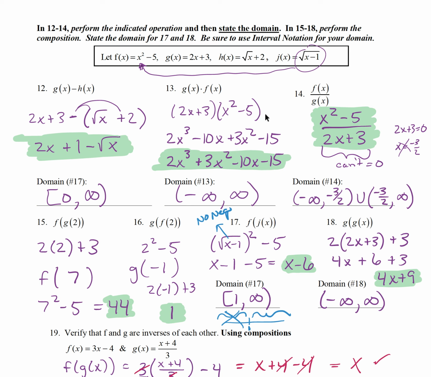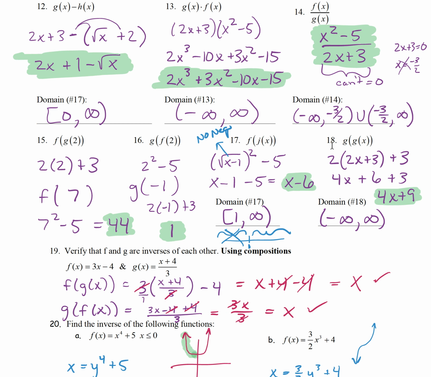G times f of x, this is just FOILing. F over g, well, you just can't have 0 in the denominator. All of these domains end up being no negatives under square roots and no zeros in the denominator. All of these are just compositions. G of 2 is a number, and then that number goes into f. G of f of 2, figure out what f of 2 is, and then plug that number into g.